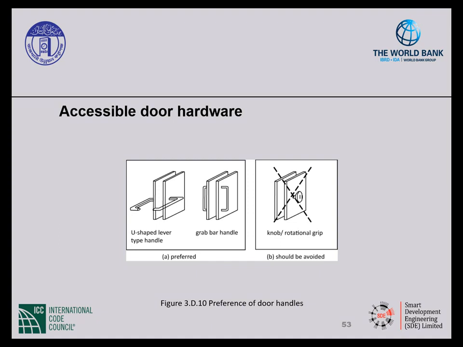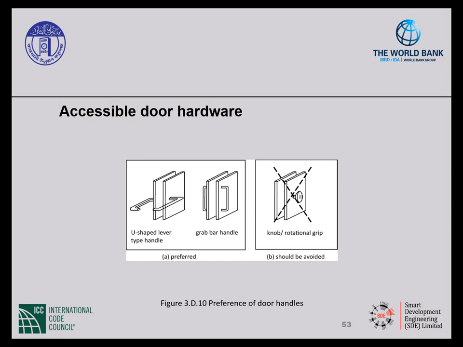Accessible door hardware. If not automatic, all accessories that are required for operating an accessible door, such as the door handles, fasteners, locks, shall be manually operable by one hand with ease. The height of the accessory shall be within the range of 900 millimeters to 1100 millimeters from the finished floor, and door handles are recommended over doorknobs.